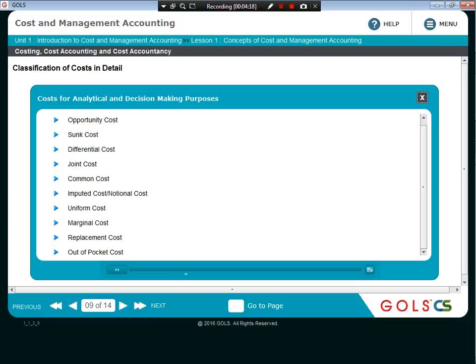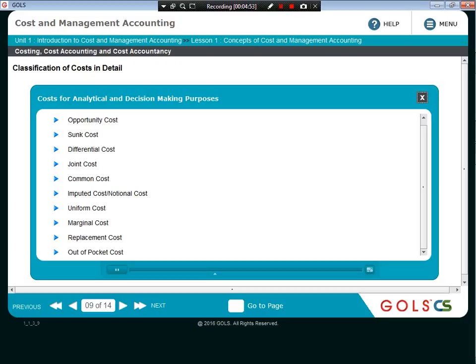Sunk cost. So opportunity cost is an important cost whenever you are taking a decision in the selection of a project or a product line. Sunk cost is nothing but the cost which has already been incurred. For decision making, this cost is not at all important. It is a sunk cost. Sunk means it is already incurred, it cannot be changed, it is not important for decision making. Differential cost. Whenever you are thinking about different levels of activity, from one level of activity to another, the cost difference which will be there is called the differential cost.